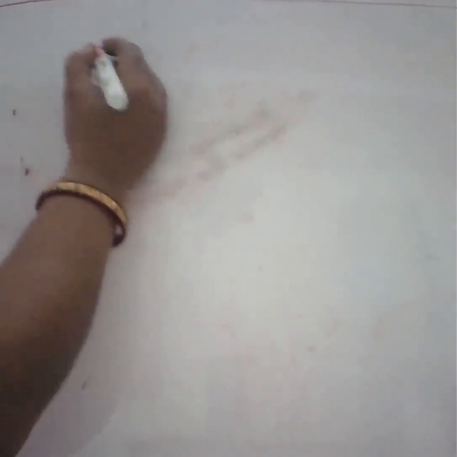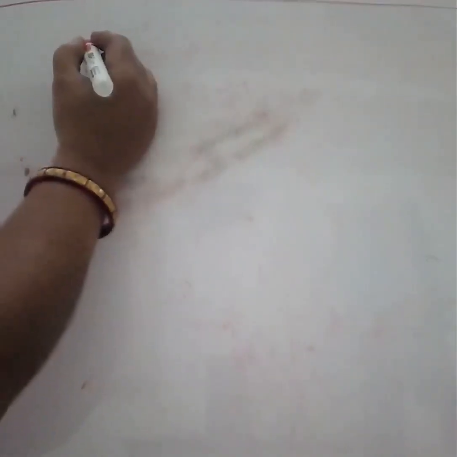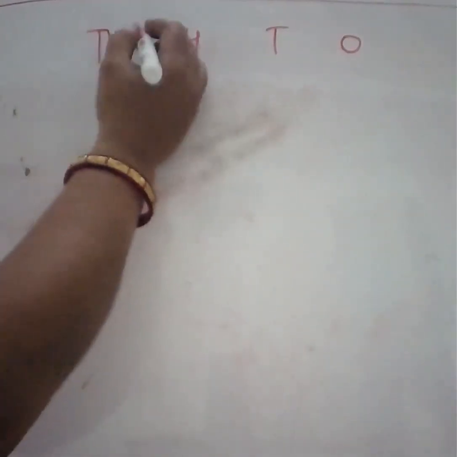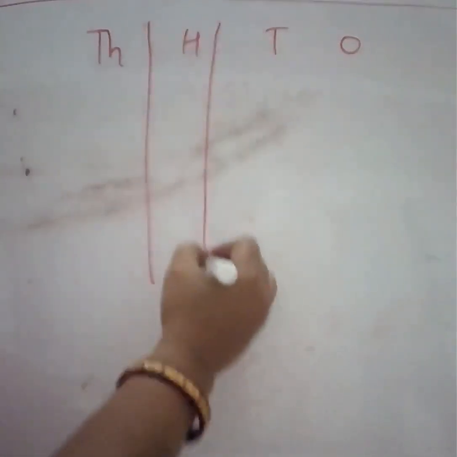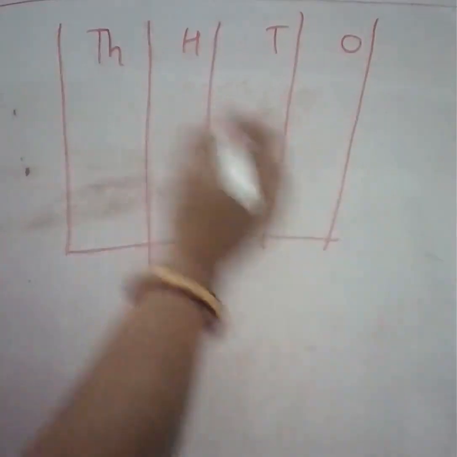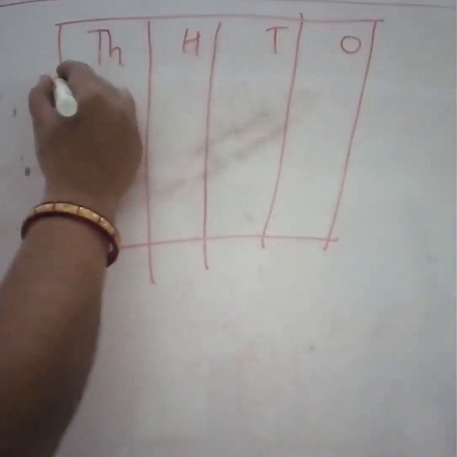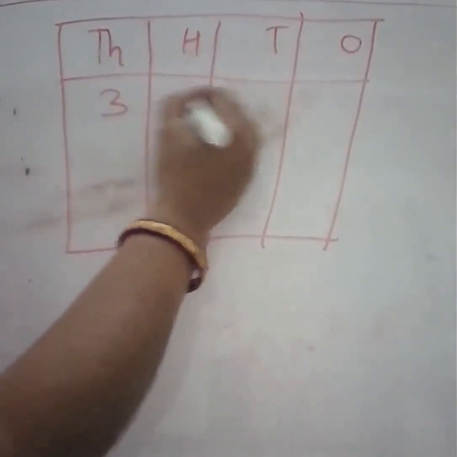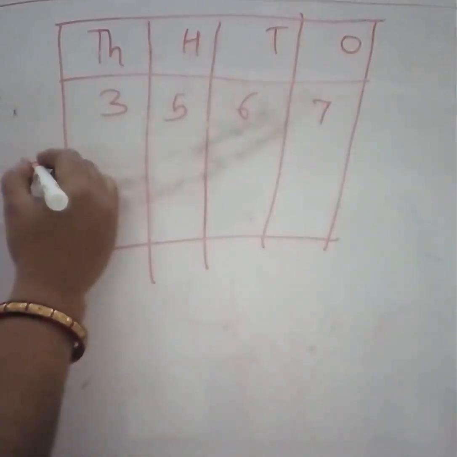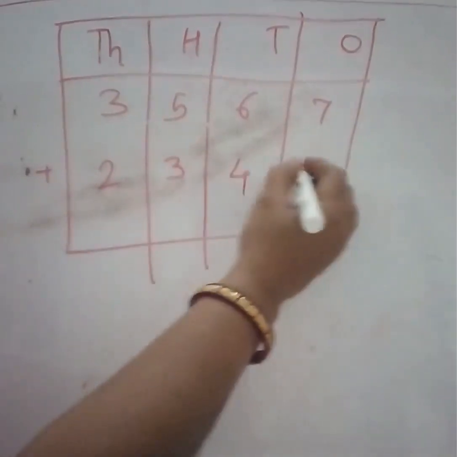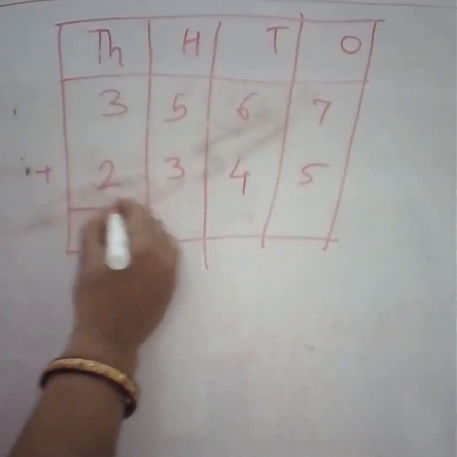So I am writing here, this is my first question. Thousands place, hundreds place, tens place and ones place. What is the number? 3,567. And in this, 2,345 kilometers. So we get the numbers.